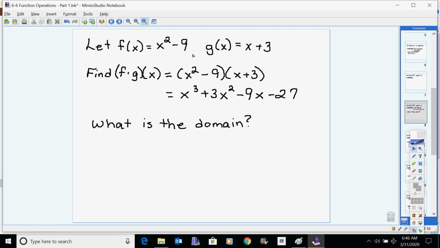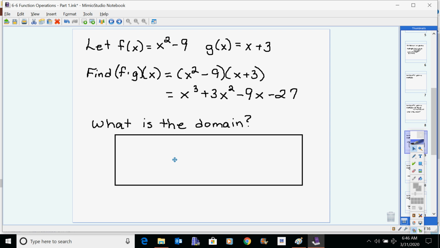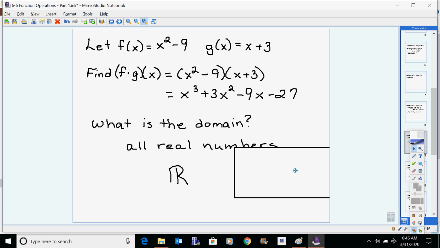Now the domain for this is interesting. X can be any number here, so the domain tells us that there's no restrictions on x. Okay, so the domain is all real numbers. The formalized way of writing that would be this R that has an extra line on the side to represent all real numbers. You don't have to necessarily even put it in set builder notation because you've got this symbol right here that means all real numbers.